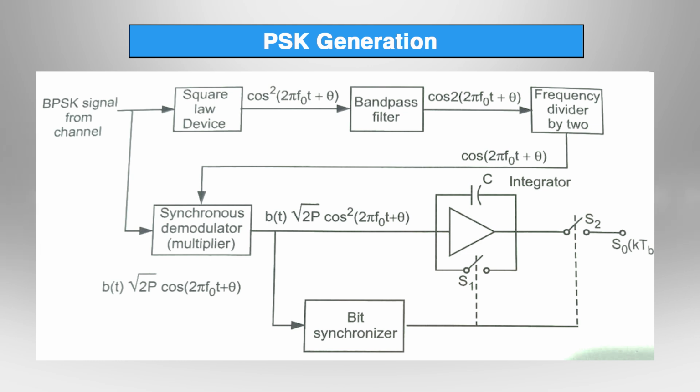BPSK transmits 1 bit per symbol, meaning the symbol rate is equal to the bit rate. The minimum bandwidth of BPSK, or we may say of a PSK signal, is equal to twice the highest frequency contained in the baseband signal. The bandwidth of the PSK signal is influenced by the data rate and pulse shaping used in the transmission.